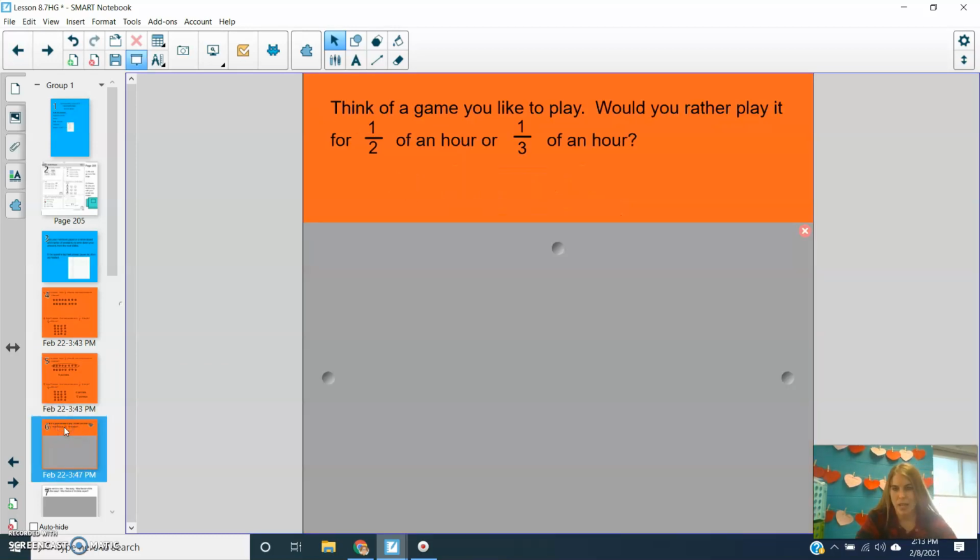Think of a game that you like to play. Would you rather play it for half an hour or 1/3 of an hour, assuming that you would want to play it for the longer amount of time? Think about it and then press play when you're ready to check. So you would want to play that game for a half an hour because half an hour would be longer than 1/3. You can think about that hour being split in half, which would be 30 minutes, or if it was split in thirds, that would only be 20 minutes.